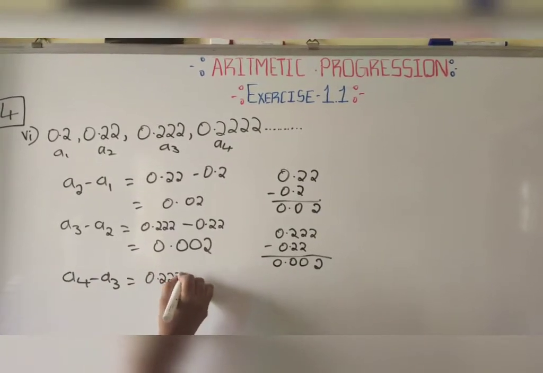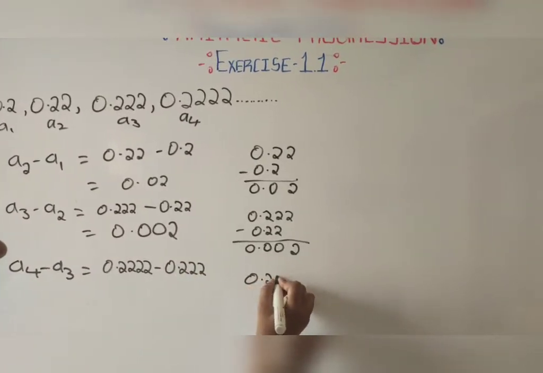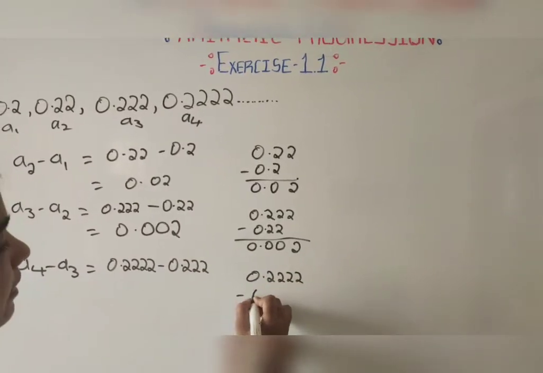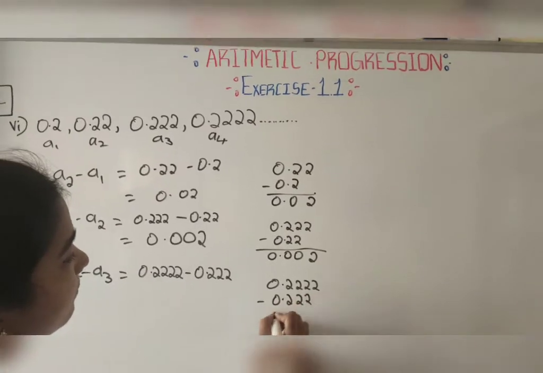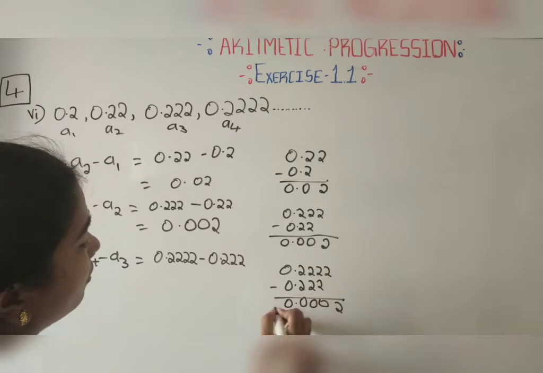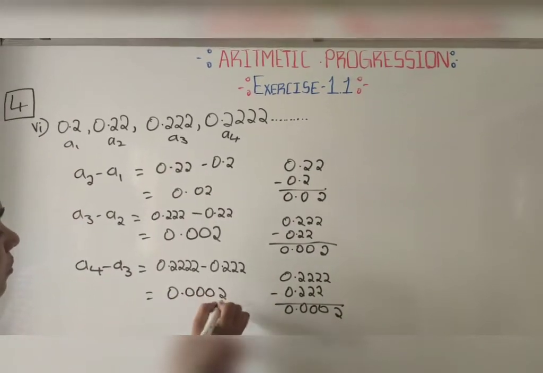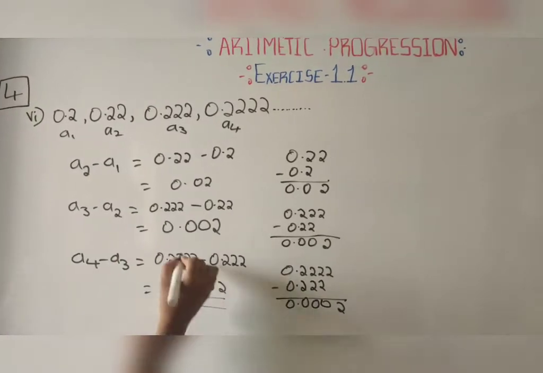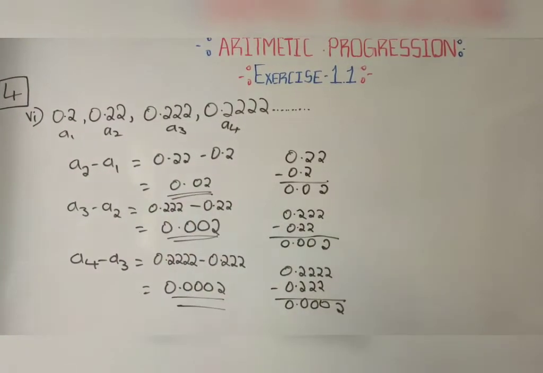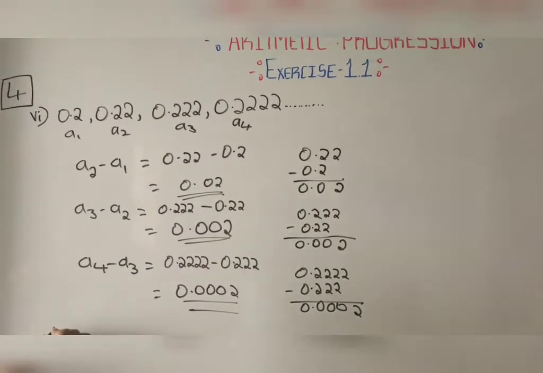0.2222 minus 0.222. See here students, 1, 2, 3, 4 minus 1, 2, 3. 2 minus 2, 0. See, 0.0002. See here students, whether all these common differences are the same? No, not the same. Therefore, the given list of numbers does not form an AP.